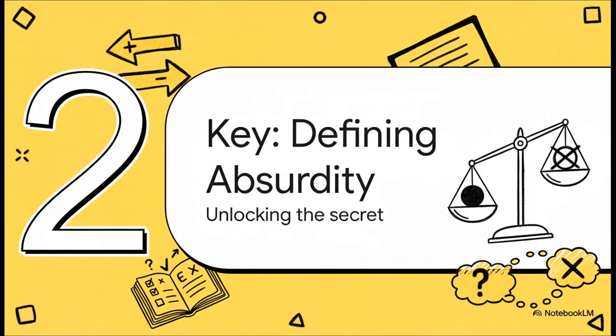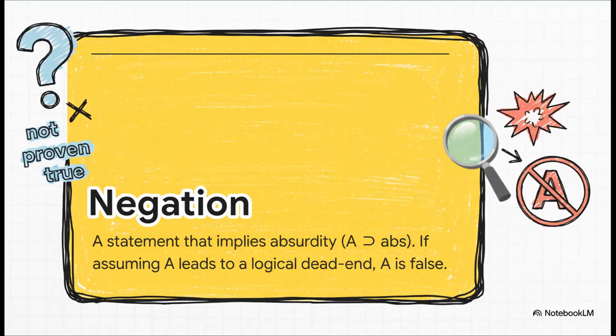So, how do we make sense of this split? Well, the secret, the absolute key to unlocking this whole thing, comes down to how we define just one idea: absurdity. You see, in a lot of logical systems, negation isn't just a word. It has a very precise definition. Saying not A is basically just shorthand. It really means statement A leads to absurdity.